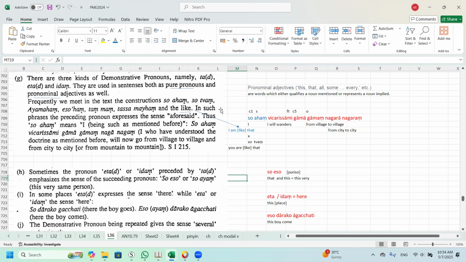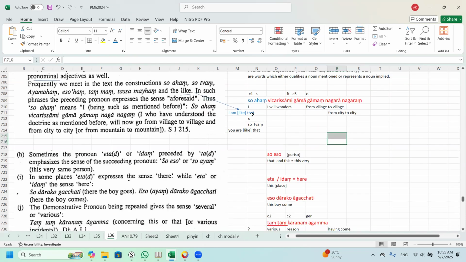In such phrases, preceding a pronoun expresses a sense of aforesaid. Sometimes I get confused by the English here. But anyway, this is what we should understand. We get it already. Post-it means said before. Said before. So this part is critical, once you understand this, no problem. So we don't have to translate; we take I as scouting.